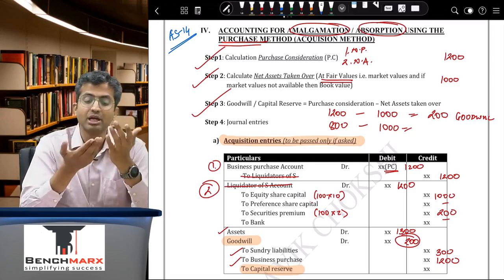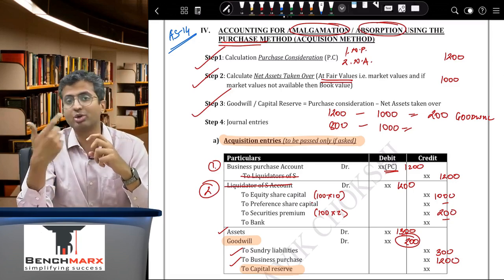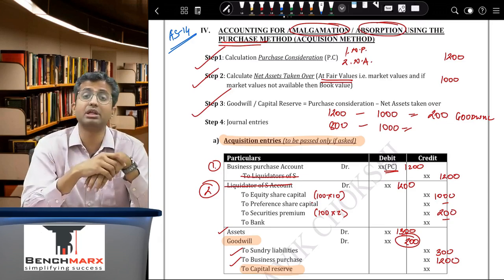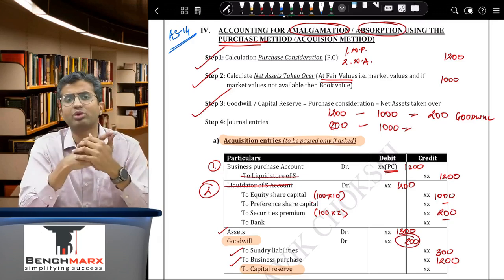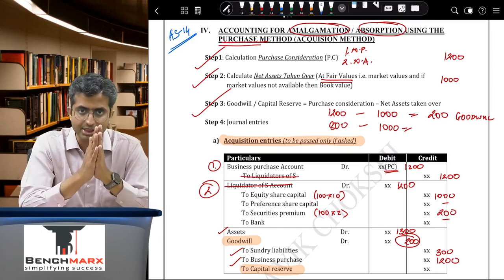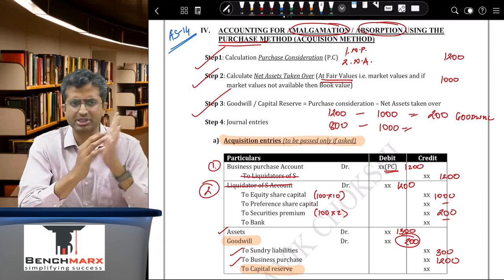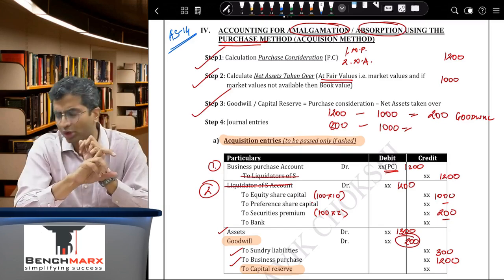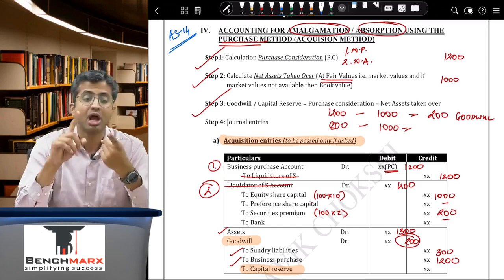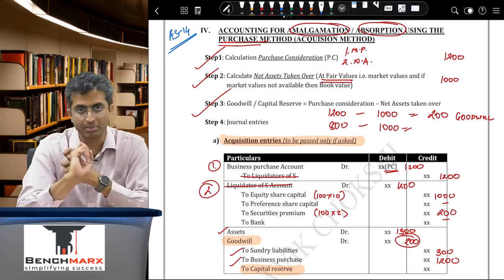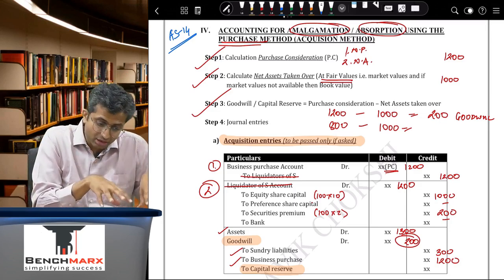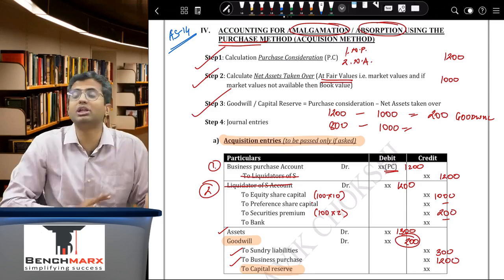Be careful about that because the shares that you are issuing in absorption are typically for a consideration other than cash. Second, you will have to write a note for reserves and surplus. In case of reserves and surplus, there are 4 specific things which I want you to be careful about in each and every question. First, check if it is absorption or amalgamation. If it is absorption, the existing company's reserves will continue to appear.